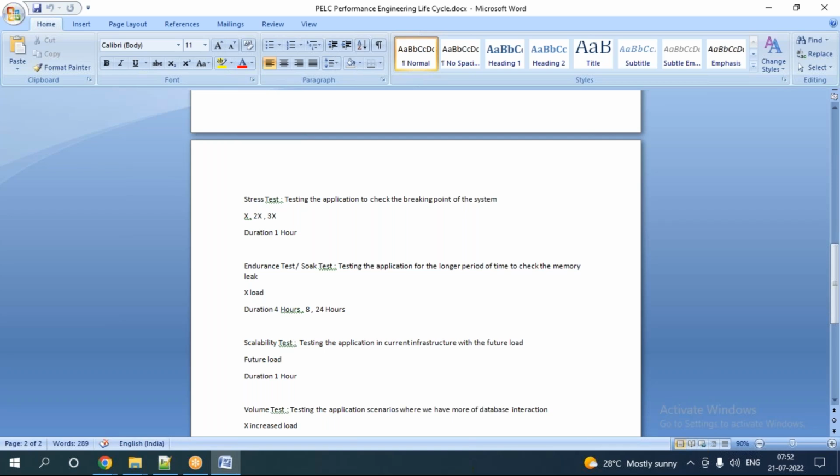So that is the reason. Which means, what? Testing the future load in the current infrastructure. So load is nothing but the future load, and duration is nothing but 1 hour. That is how you perform the scalability test.